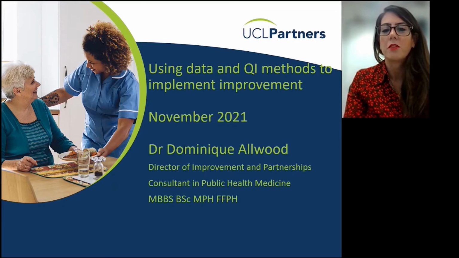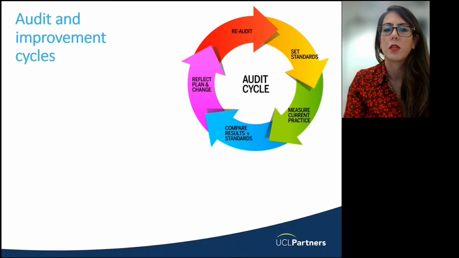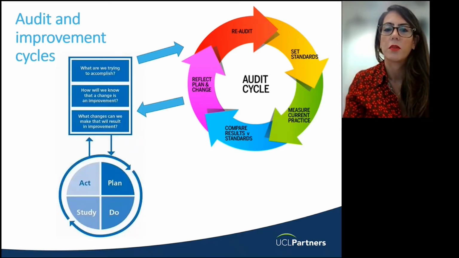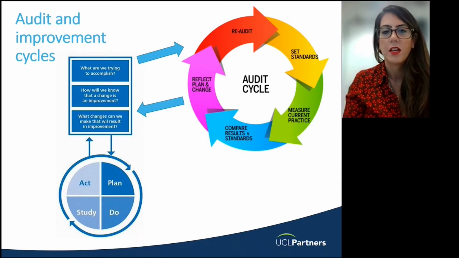So I'm going to just be talking about where improvement fits really within the audit cycle. You're all familiar with that. We know the difference between audit and improvement is that audit is setting standards and then checking whether you meet those standards. But in order to make sure that you're meeting those standards, you may need to enact some changes or improvements. Really what I'm going to be talking about. So I'll just flash this model up very briefly. It's called the model for improvement. I'm not going to say too much about it here, but it's just to say that in that audit cycle, improvement comes in there to help make those changes.